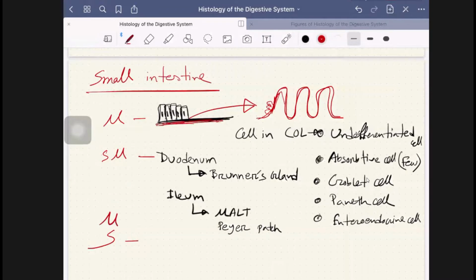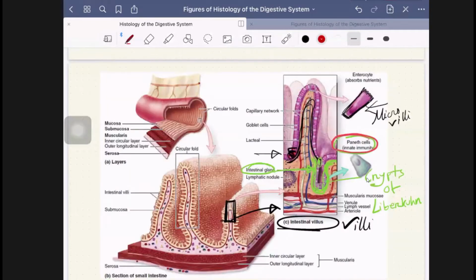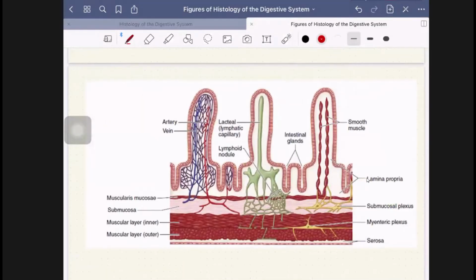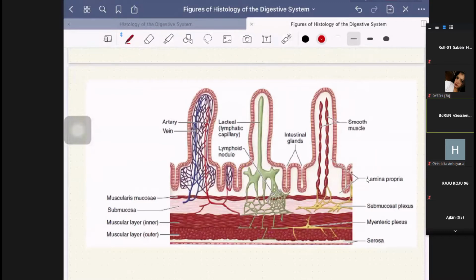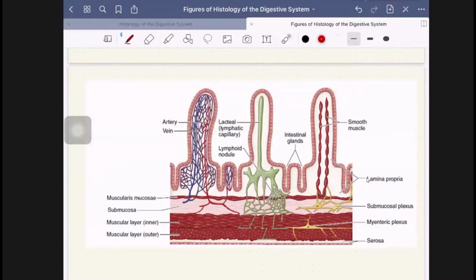Then the muscle layer, you know, is common for almost all of these parts: outer longitudinal and inner circular. And serosa is visceral peritoneum. Now, if you see the figure, we have covered this figure. Now, this is a structure of intestinal villi. It is very, very important both for written and for OSPE.